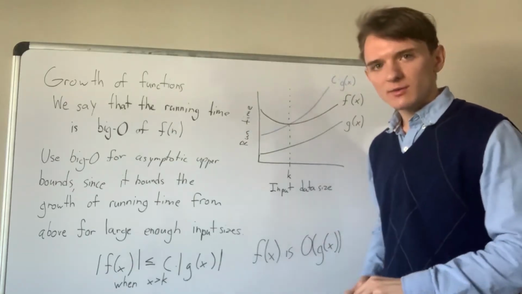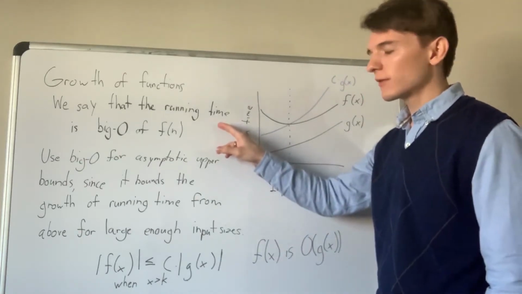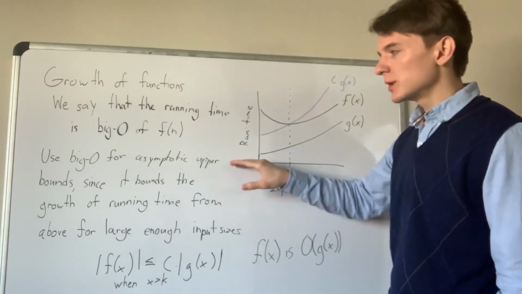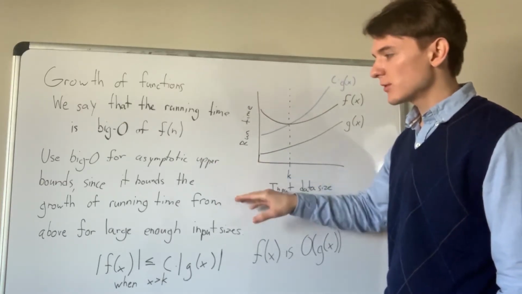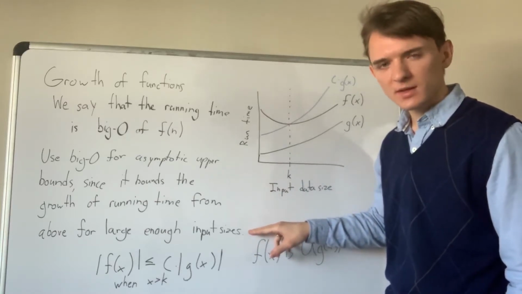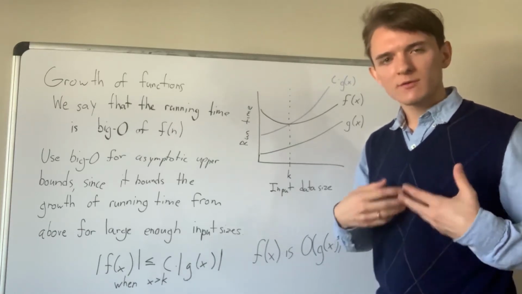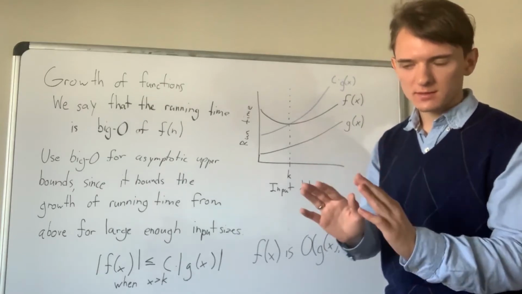So let's talk about the growth of functions. We say that the running time of a function is big O of f of n. We use big O for asymptotic upper bounds, since it bounds the growth of running time from above with large enough input sizes. It's the same as saying our function with respect to running time can't get any worse than this.